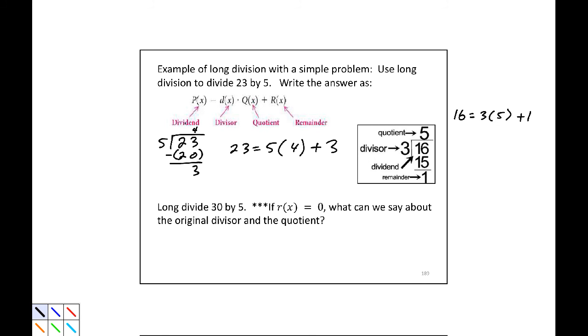Next example we have is to long divide 30 by 5. This one is special because 5 times 6 would be 30. So finishing out our division, 6 times 5 is 30. We have a remainder of 0. So I can say 30 equals 5 times 6 plus 0. Well, when the remainder is 0, what can we say about the original divisor and quotient? Well, we can say that 5 is a factor of 30, as is 6.